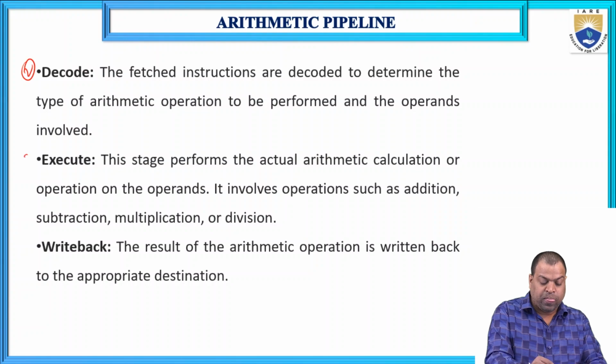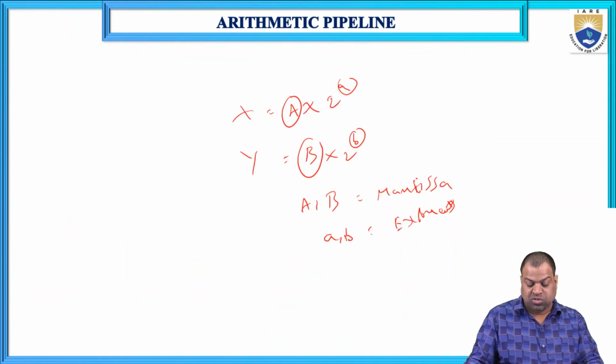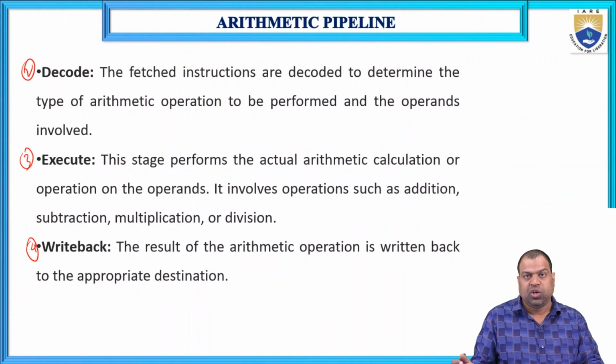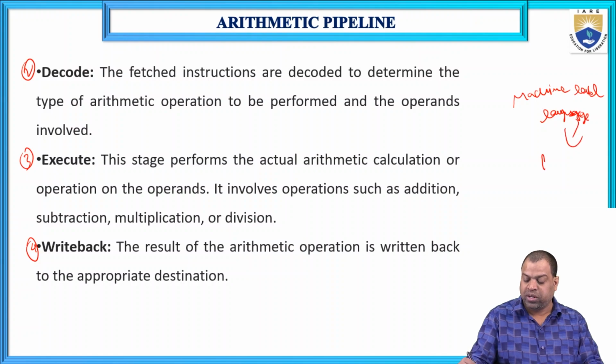So how many stages are here? Fetching, decoding, execute and write back. Fetching we already discussed: the instructions are fetched from the memory and loaded into the pipeline. Next, decoding means the instructions there should be converted to binary. Why? Because it will convert them to machine language. Machine level language means definitely we have to convert to binary. So how are we converting to binary? This binary process is called decoding.